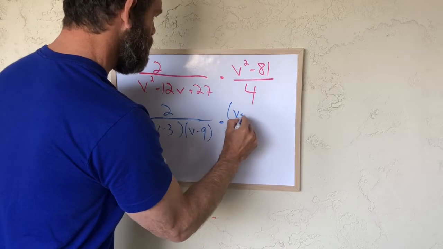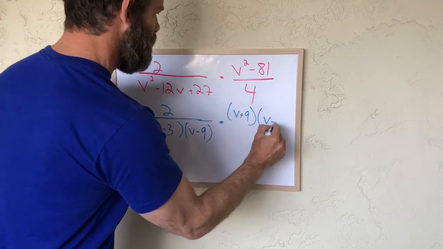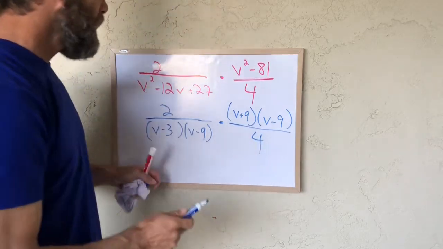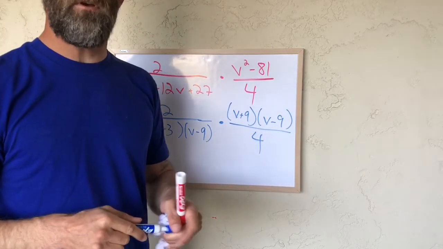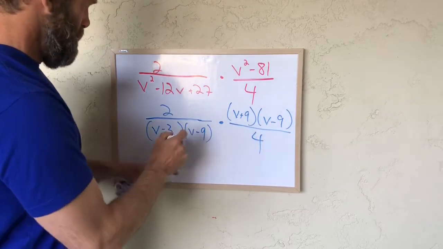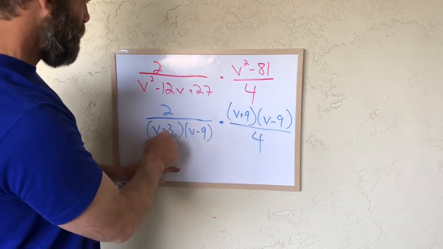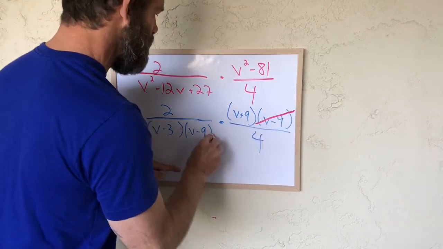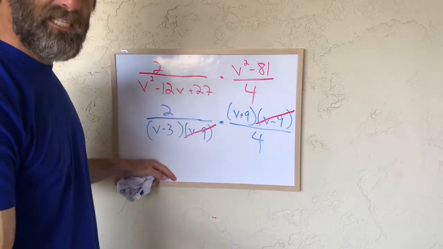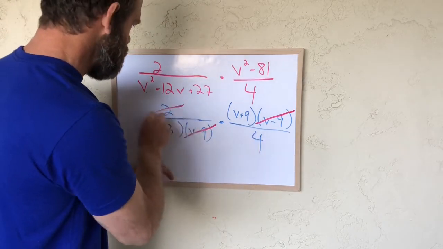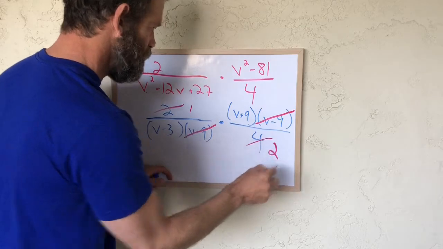This is v plus 9 and v minus 9, because this is a difference of squares, over 4. And now what I told you in the notes is you can cross cancel diagonally. So watch this. I can't do anything with the v minus 3 and v plus 9, but I can cancel out these that are the same. You're always going to cancel out when they're the same. Whenever you have numbers, a 2 and a 4 reduce to a 1 and a 2.